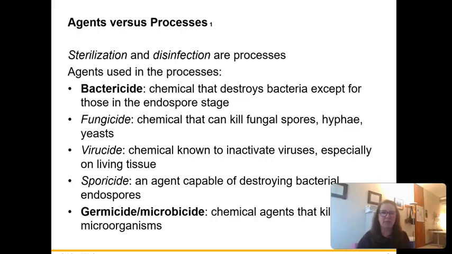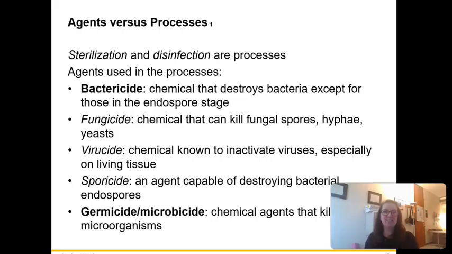I think I hurried very quickly at the end of the last video, but essentially we are getting rid of all the vegetative cells. In disinfection, we cannot get rid of endospores. So that's the difference between sterilization and disinfection. So let's take a look at the agents used in these two processes.